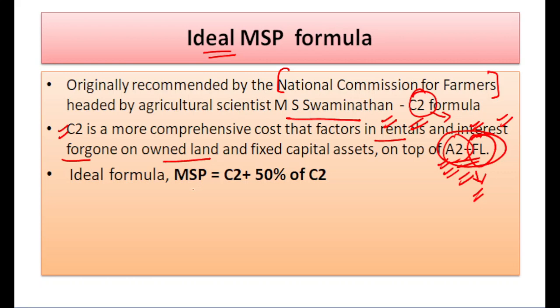And because it includes more aspects, it is known as the ideal formula, and currently the government is not providing at C2 formula because that means more cost for the government. So the government is currently giving at 1.5 times of A2 plus FL. Even under C2, it would be just 50% more than the total comprehensive cost.